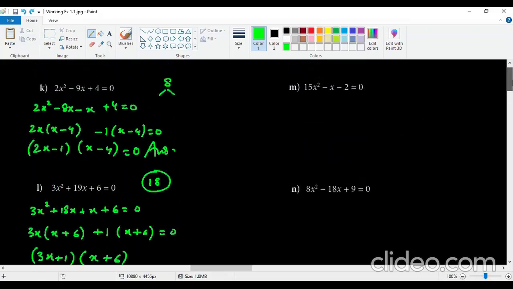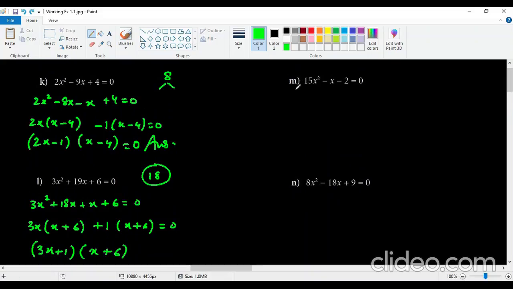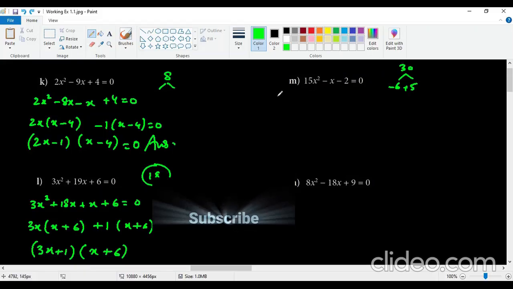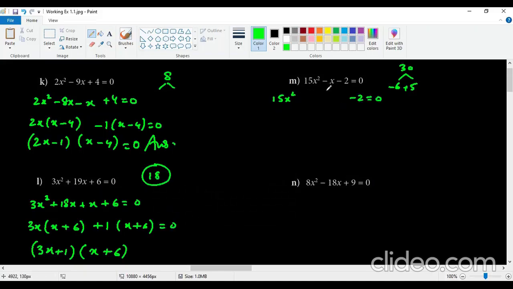Moving on to question number M. 15 times 2 is going to give you 30. So I will factorize 30 into two pieces: 6 times 5, and minus 6 plus 5 is going to give you a negative 1, which is this one. Now I will rewrite this quadratic equation this way, as I already explained, and the middle part you have to break into two parts, minus 6x and plus 5x.